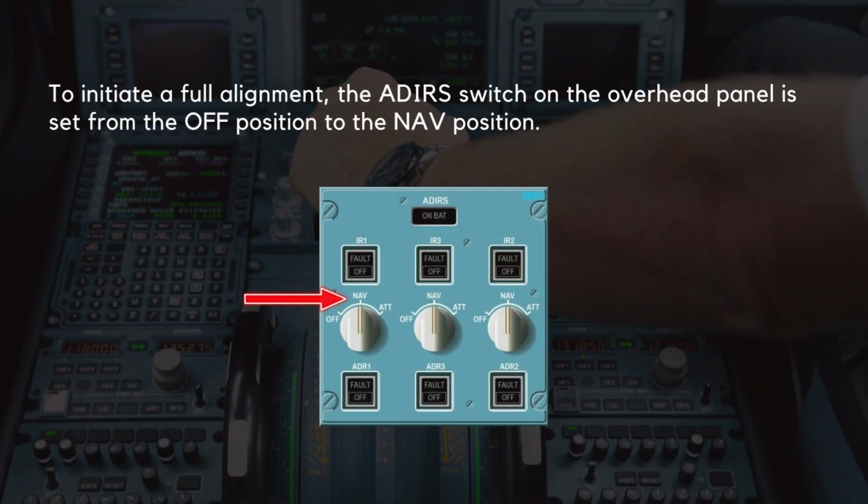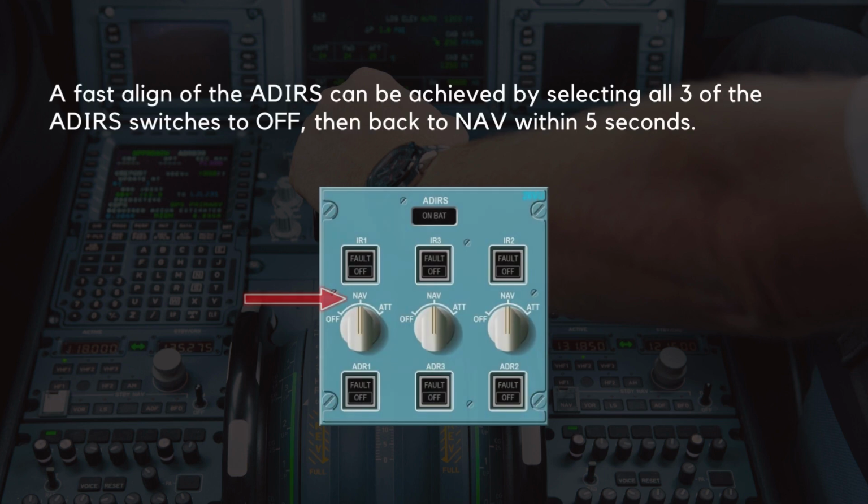To initiate a full alignment, the ADIRS switch on the overhead panel is set from the off position to the nav position. A fast align of the ADIRS can be achieved by selecting all 3 of the ADIRS switches to off, then back to nav within 5 seconds.